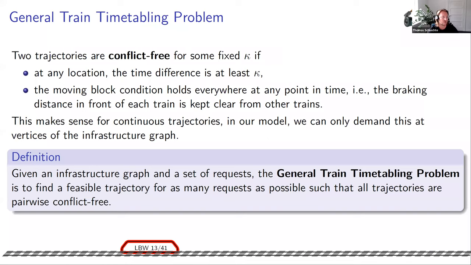Another condition we want to consider in this timetabling problem is the moving block condition: at any time, at any point on the trajectory, we are able to brake and come to a stop before our predecessor, so that the predecessor is already away. Of course, this would lead to continuously many points to check and consider, so we relax this a little bit. We only want to make sure of this at our nodes, which are our support points for the problem and where we really control the model. At each of these points, we want to make sure that the moving block distance, the braking distance, is ensured.